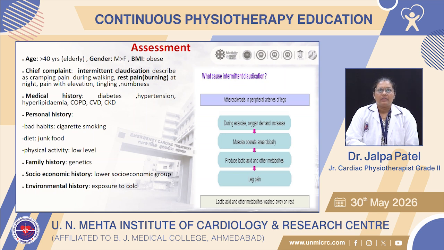Now we are going on to assessment of peripheral arterial diseases. Age greater than 40 years, and gender male greater than female. BMI obese. The chief complaint is intermittent claudication, described as cramping pain during walking, rest pain at night, and pain with elevation, tingling, and numbness.